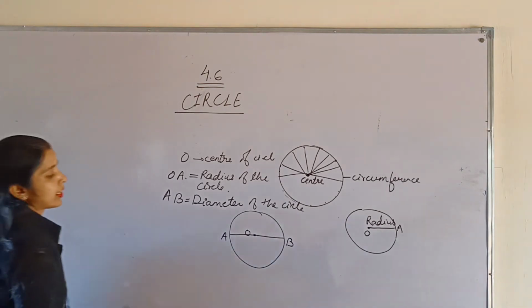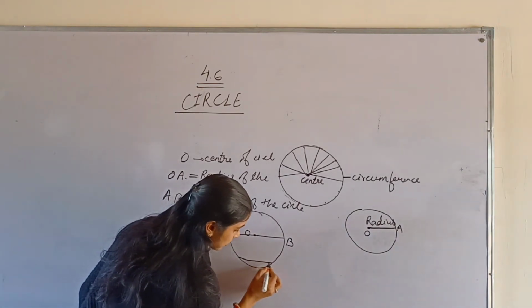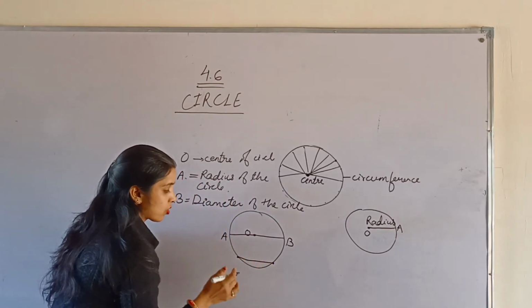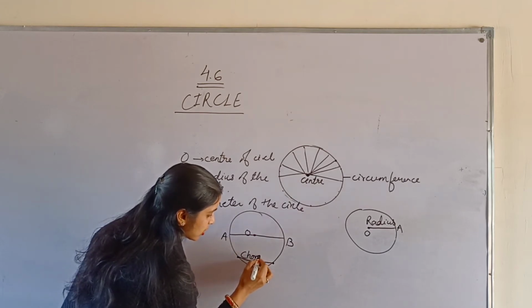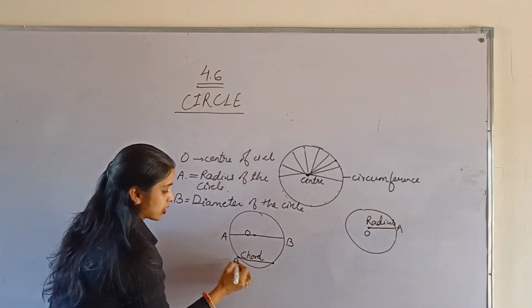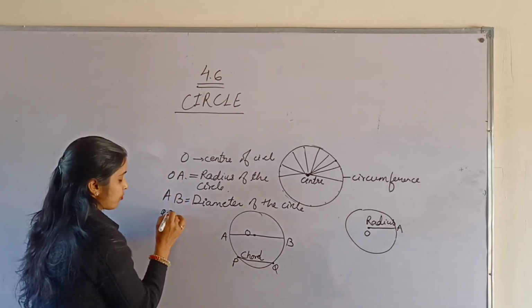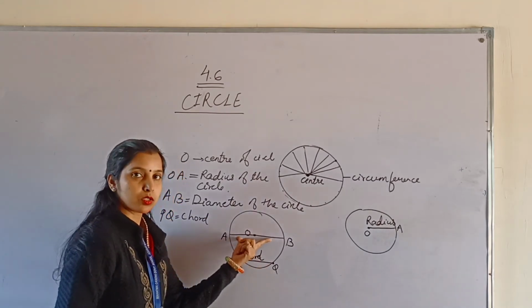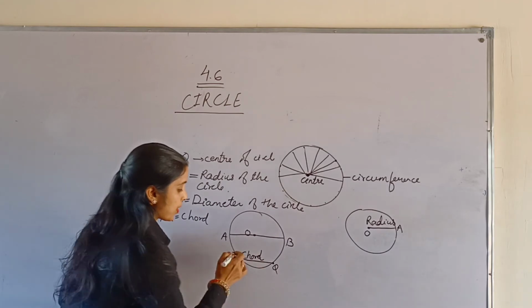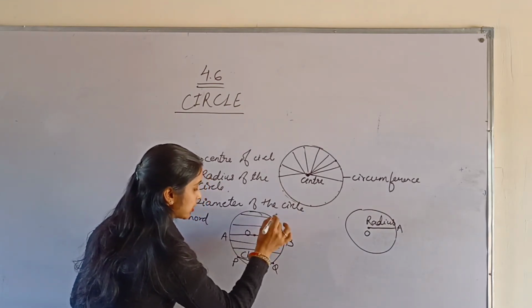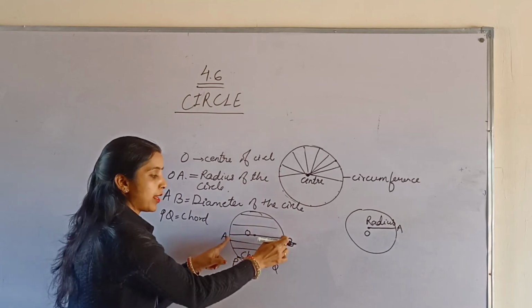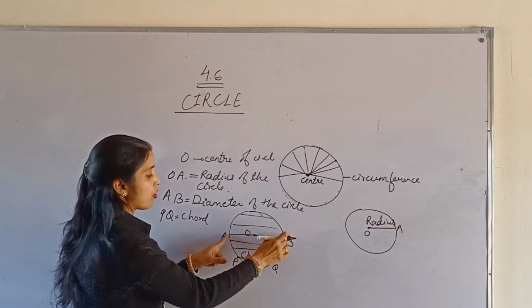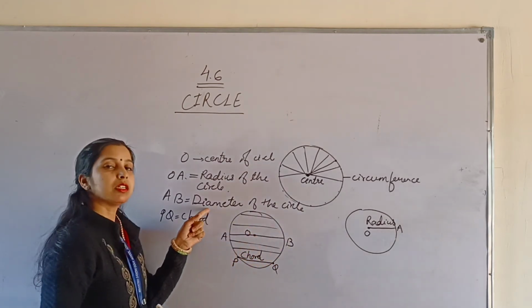Now, another line touching the circle at 2 points is called a chord. What do we call this? C-H-O-R-D, chord. For example, I name it PQ. So PQ is what? A chord. So we can also say that the longest chord is called the diameter. There are so many chords. These are what? Chords. But the longest chord, passing through the center, is called the diameter.